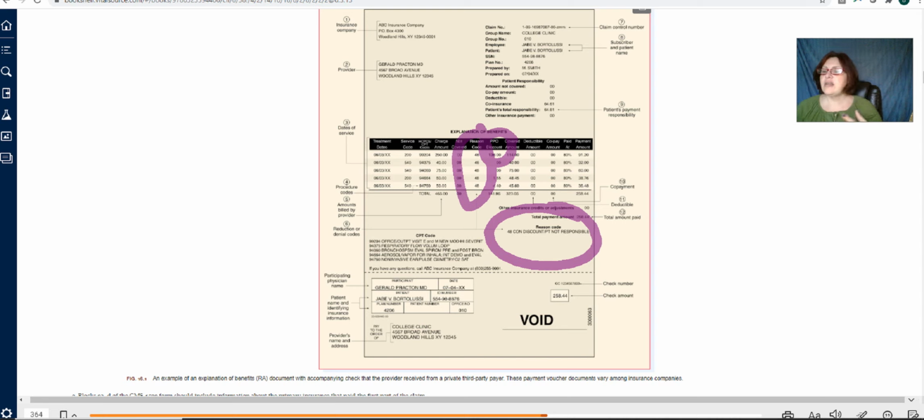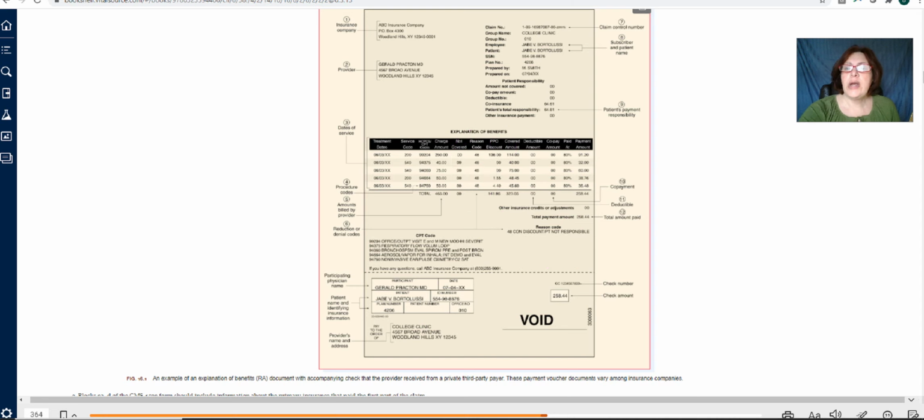So let's say one of the lines they denied. They didn't pay it at all. They would say, not paying it, here's the reason why. Okay. Not medically necessary, improper code, whatever the reason would be.